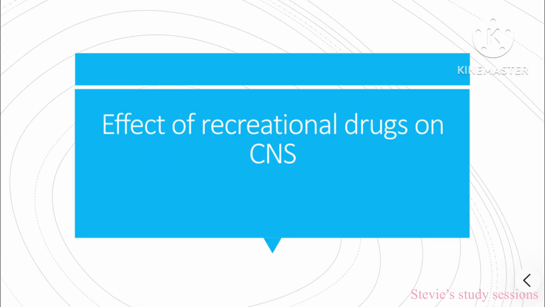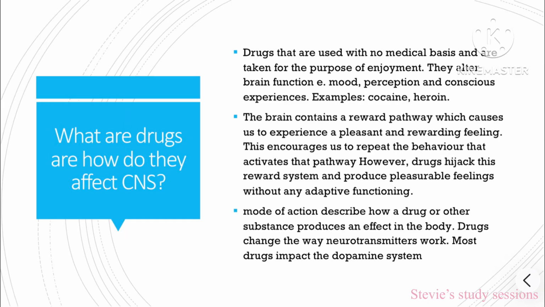So you need to know how recreational drugs affect the central nervous system. This typically comes up as a short answer question, however I have seen it as an 8 marker. Recreational drugs are drugs taken with no medical basis and are taken for enjoyment. They also change function, for example, mood, perception and consciousness. Examples of recreational drugs are cocaine or heroin.